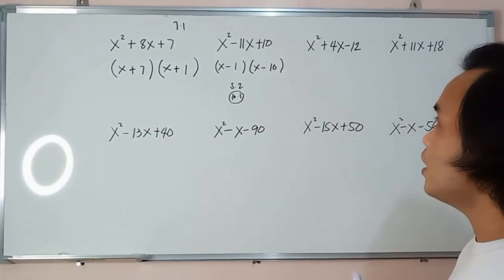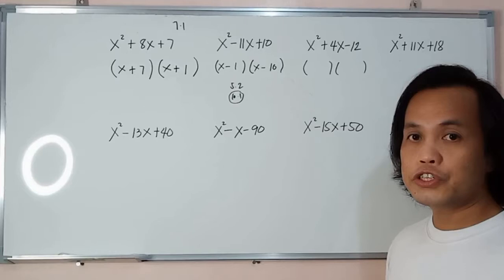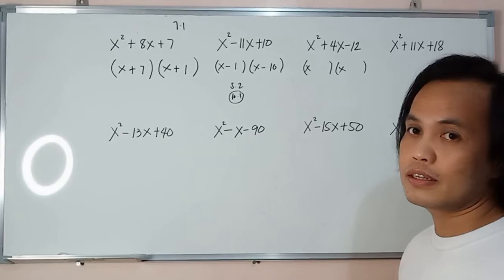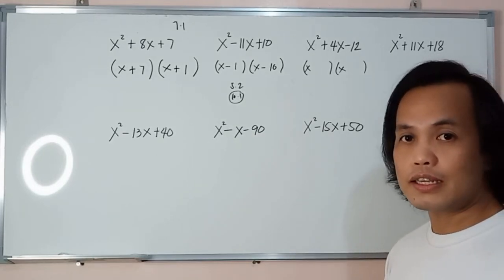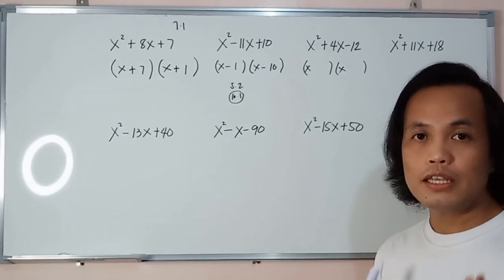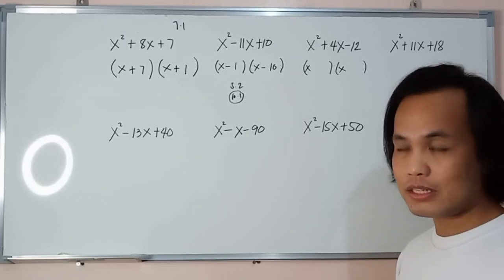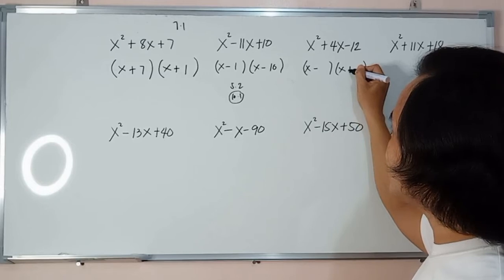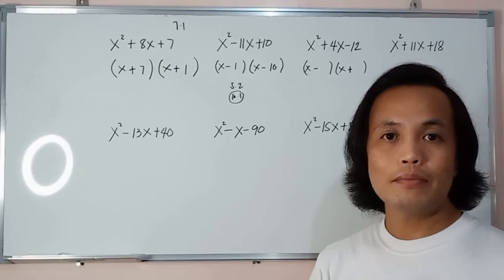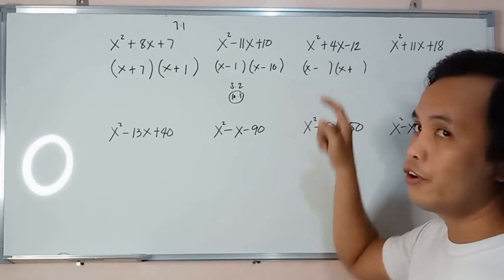The same process: we write the two binomials. Then we factor out the first term, x squared, so we write x times x. This time, since our last term is negative, we do not copy the sign of the middle term. We simply write the signs plus and minus, or minus and plus. So we can write minus here and plus here. Now we get the factors of 12 that when subtracted will give us the coefficient of the middle term. In this case, we are looking for 4.